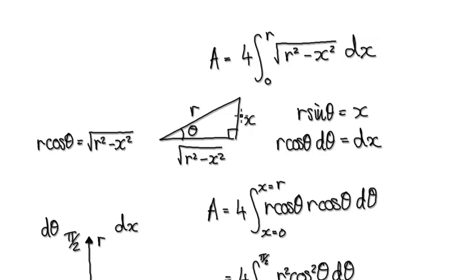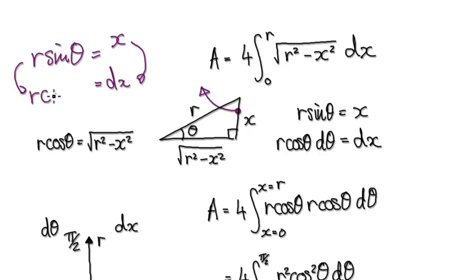So to obtain that dx, if you look at this triangle, sine of the angle equals opposite over hypotenuse. So times both sides by r, that will then give us this, and then now you can differentiate. Differentiating this will give you dx. Differentiating this will be r cos theta d theta. So that will then give us this thing here.